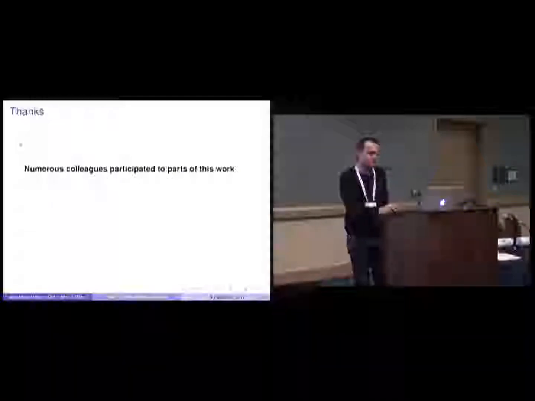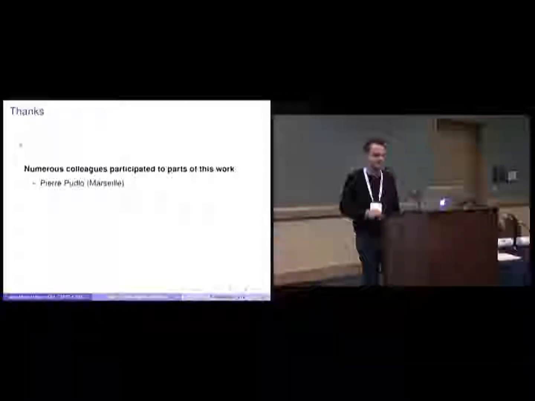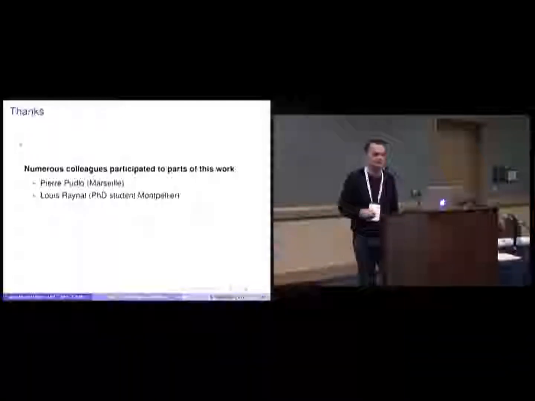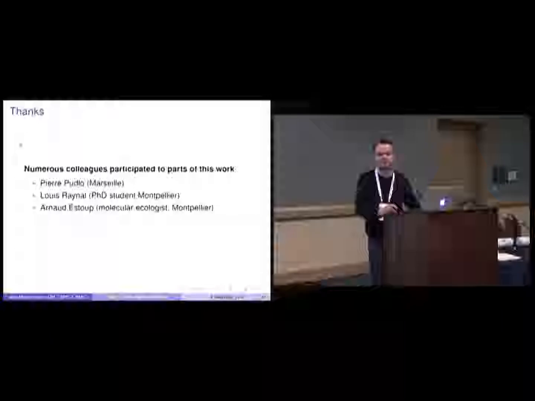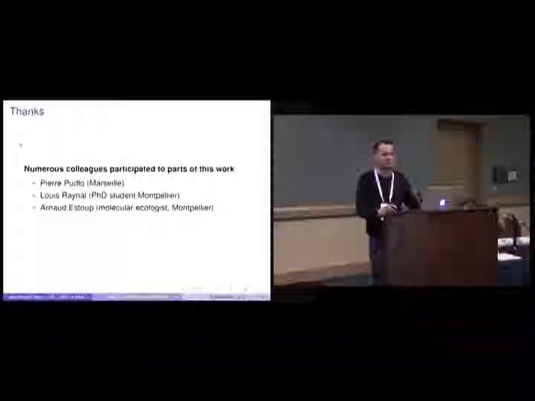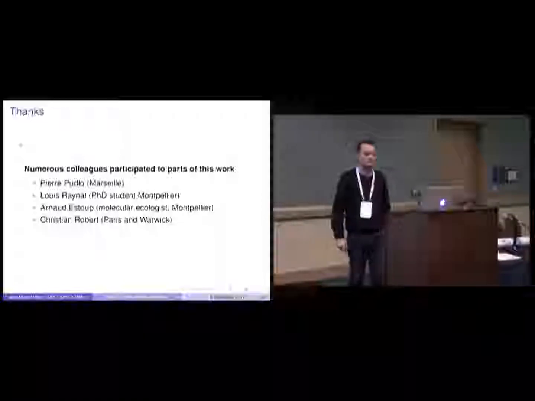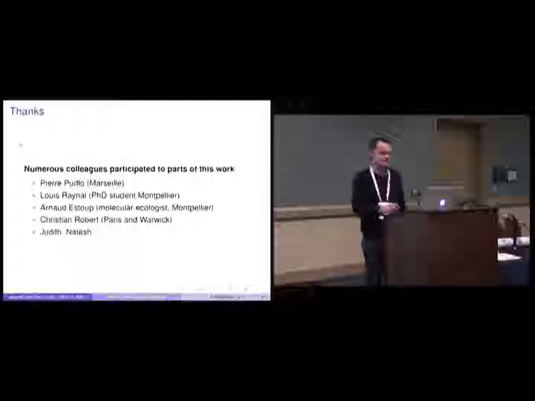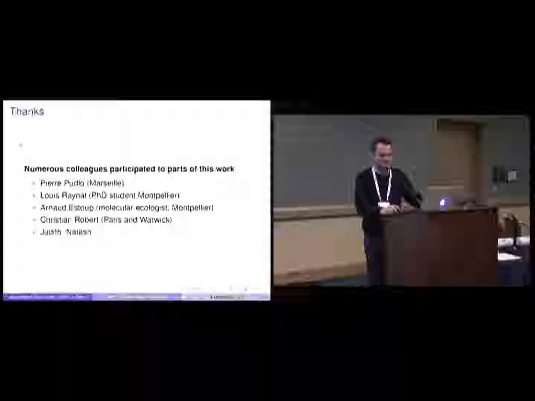So this is joint work with numerous colleagues who participated in parts of this work. This is the case of Pierre Pudlo from Marseille, of Louis Raynal, who is a PhD student of mine, Arnaud Estoup, who is a molecular ecologist in Montpellier, and I benefit a lot from discussing with biologists and molecular ecologists because they are very clever and use statistics better than us, even. And also Christian Robert, who is a professor at Paris Dauphine and also at Warwick. I think about Judith, Natesh Pillai, and Judith Rousseau, who also contributed to some part of this work. So thanks to all these colleagues for working with me.